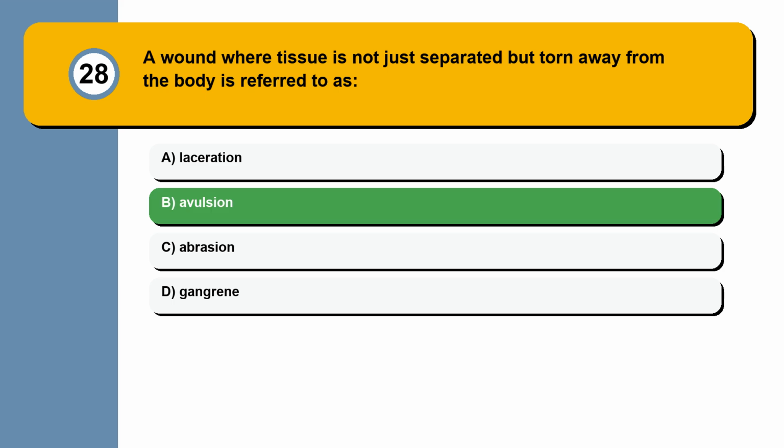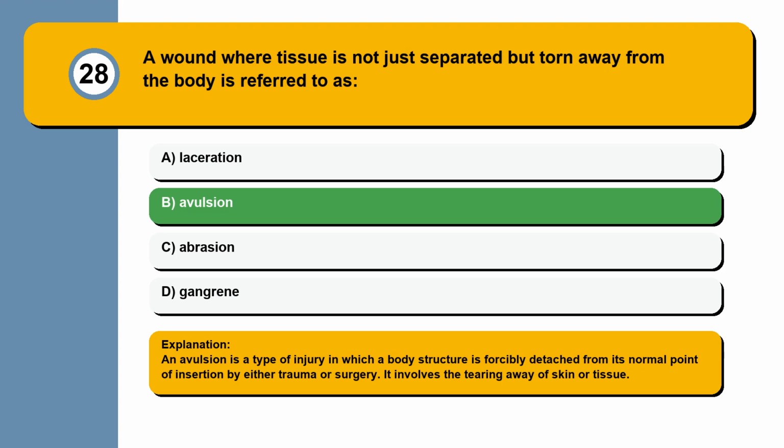Avulsion. Explanation. An avulsion is a type of injury in which a body structure is forcibly detached from its normal point of insertion by either trauma or surgery. It involves the tearing away of skin or tissue.